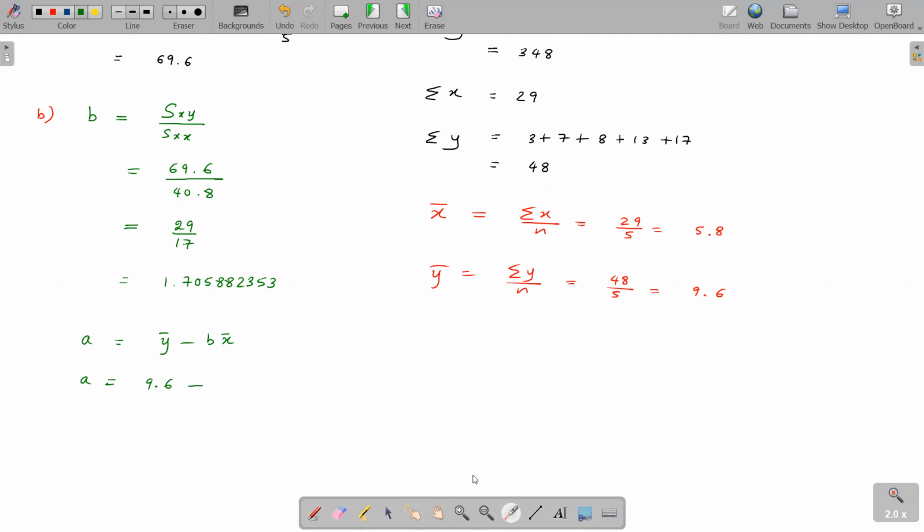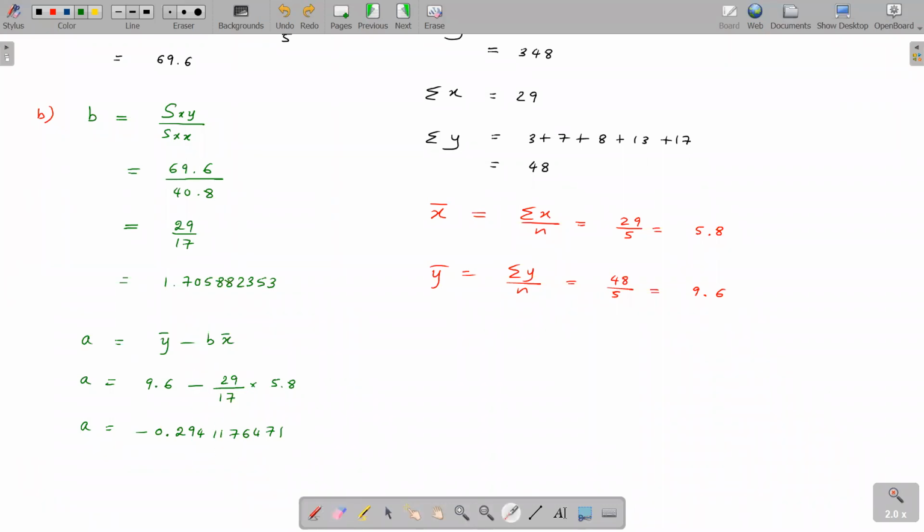For the b value, since b is an infinite decimal, I'll go with 29 over 17 so that I have the full figure. 29 over 17 into x bar. X bar is 5.8, guys. X bar is 5.8. So let's get the a value. What's the answer for a? You will probably get a long decimal. So let's get the answer.